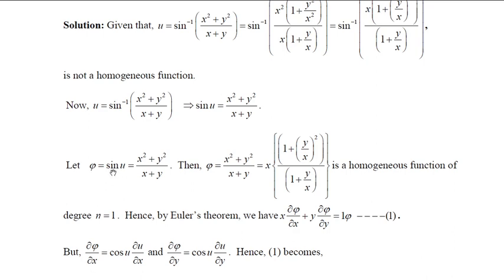What is the derivative of sine? It is cos u into, you cannot stop there only. What is the derivative of u with respect to x? It is dou u by dou x, because u is a function of x and y. And what is the partial derivative with respect to y? Derivative of sine u is cos u into derivative of u with respect to y, which is dou u by dou y. Now make substitution of these in equation 1, so that you will get x into cos u dou u by dou x plus y into cos u dou u by dou y is equal to your phi, which is sine u.